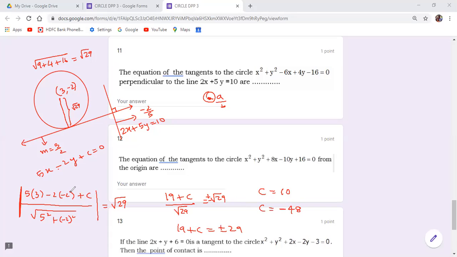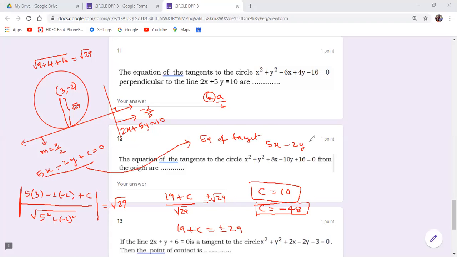All of you agree with this? Yes, sir. So what will be the equation now? Equation of the tangent will become 5x minus 2y plus 10 equal to 0, and 5x minus 2y minus 48 equals 0. This is your answer. Any problem? No, sir.